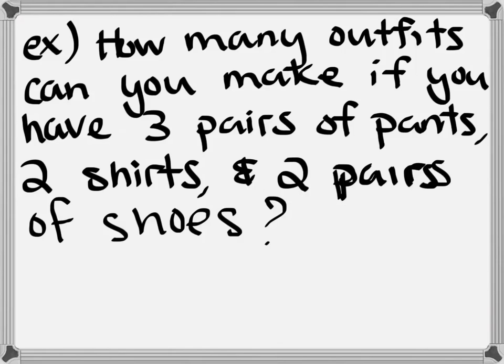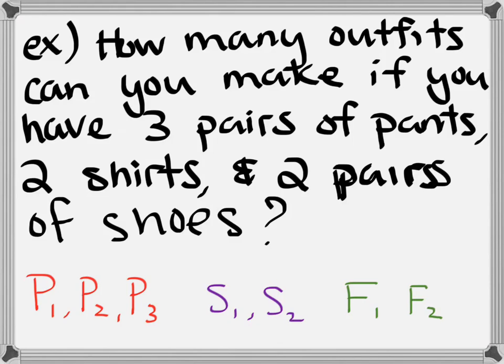Here's a typical question. How many outfits can you make if you have 3 pairs of pants, 2 shirts, and 2 pairs of shoes? Well, let's go ahead and label the pairs of pants P1, P2, P3. The shirts will be S1, S2. And not to be confused with the pairs of pants, we'll call the 2 pairs of shoes F1 and F2, maybe for feet.